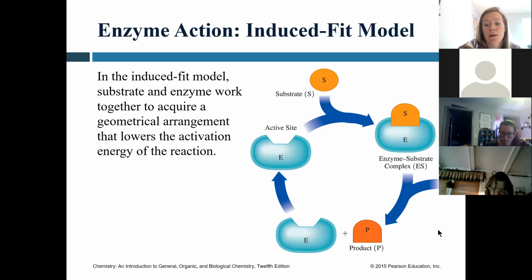So here in the induced fit model, we've got our activation site, which is sort of like this little boat shape. And we've got our substrate, which is kind of like a circle. What happens is the enzyme will adjust its shape slightly to bond these two things together. And then it will release the product and return to its original shape. So it's got this flexibility to it.